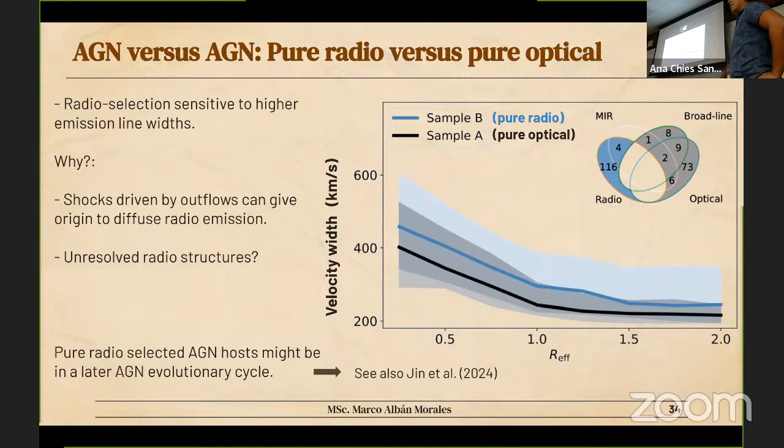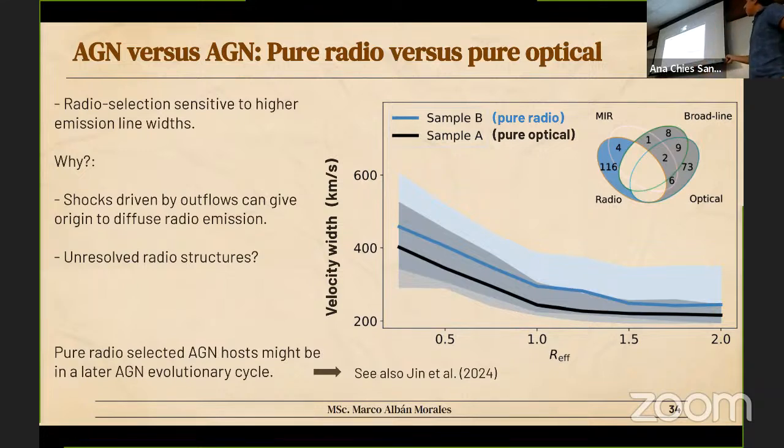These two samples are matched. The control sample is also created with stellar mass and O3 luminosity. And this could be related to the fact that outflows can drive shocks, which could also generate radio diffuse emission, which could be sensitive to our radio selection techniques. And also we could have unresolved radio structures.